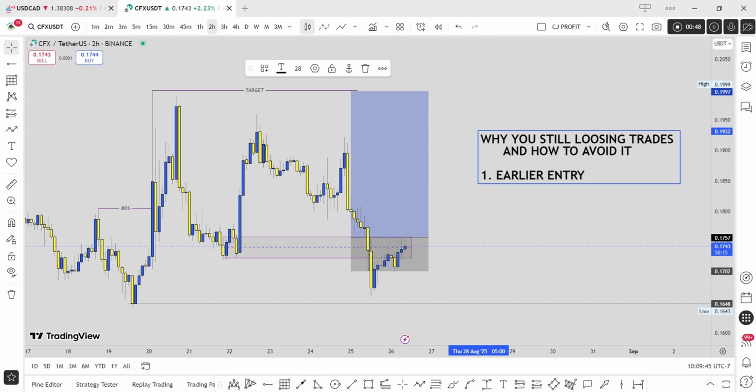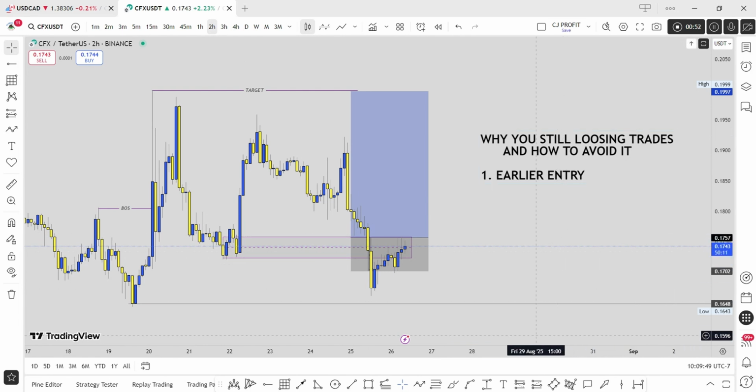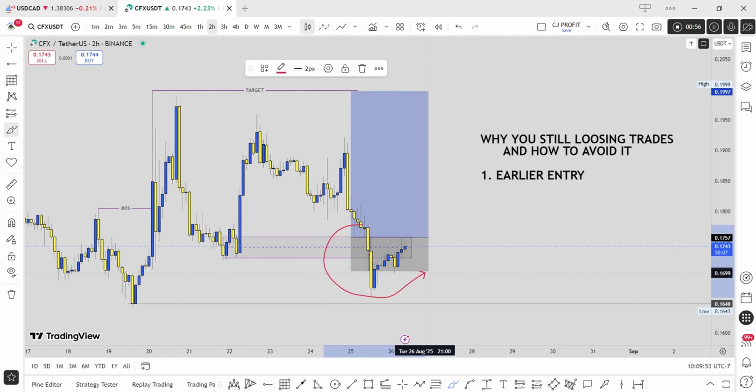How does earlier entry involve in this whole story? Now look forward to my screen. You can see this area. I have a setup where the market smashed this SL before reversing back in our favor. How does this affect my trading journey? It affects my trading journey because I entered the market at an earlier stage where I'm not meant to enter. Automatically, the market kicked me out before moving in my direction. So that's what we call the earlier entry.